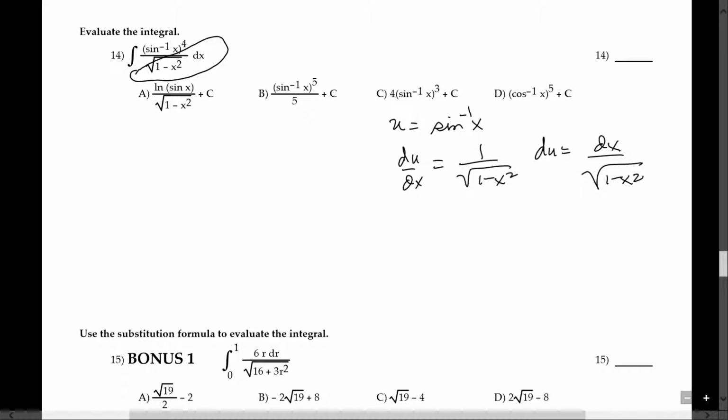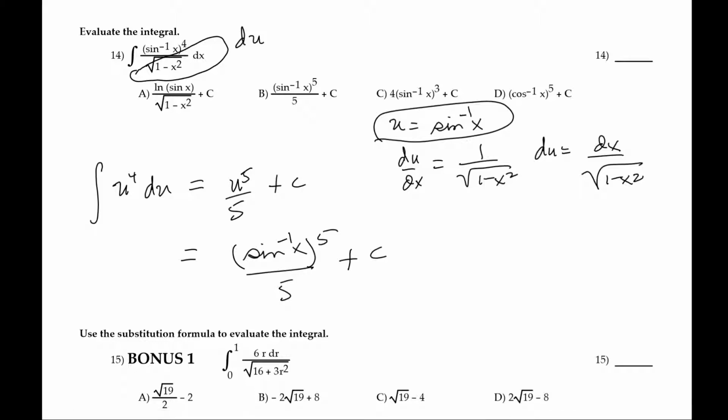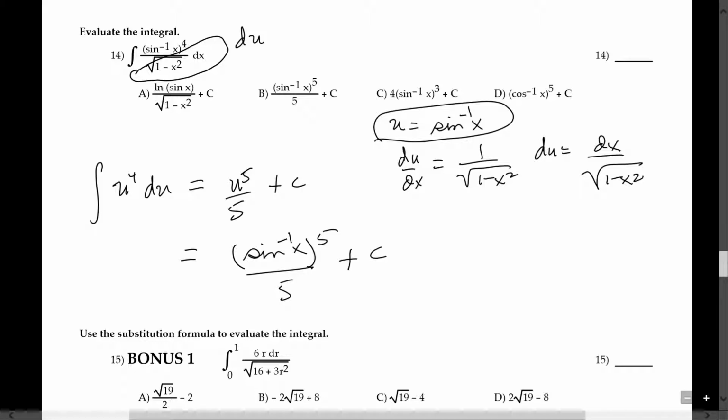So this portion of the integral would be du, and since inverse sine of x equals u, we would get the integral of u to the 4th du, which is u to the 5th over 5 plus a constant. And then substituting for u, we get inverse sine of x to the 5th over 5 plus a constant, which is answer B. Version 2 would be C.